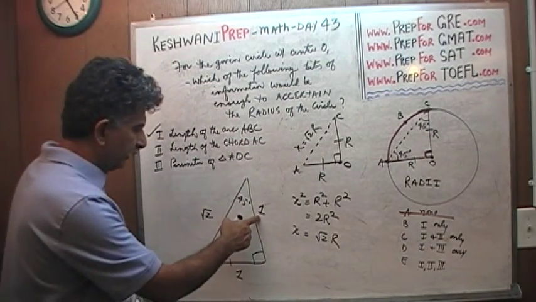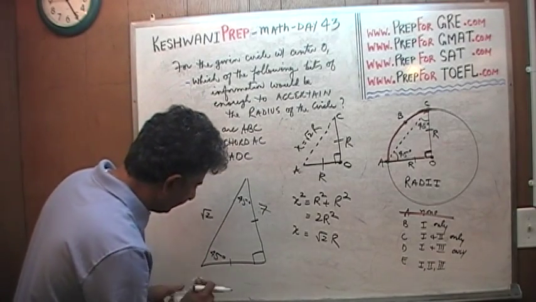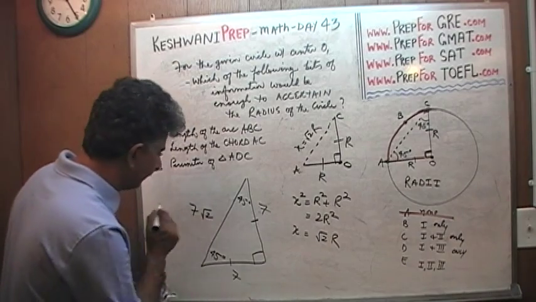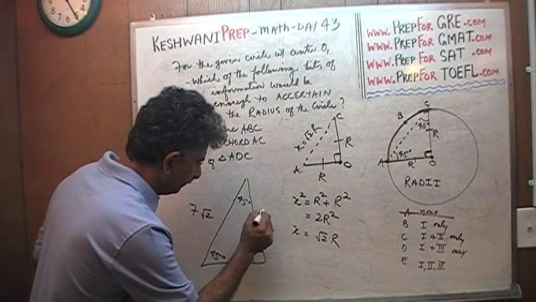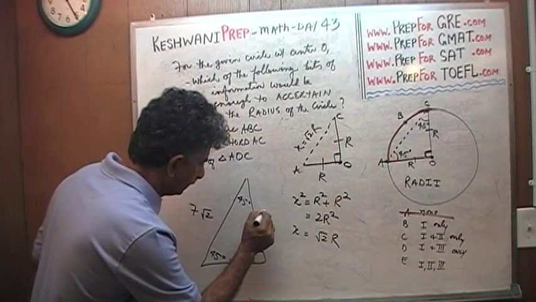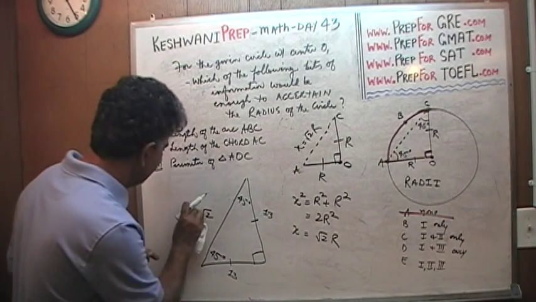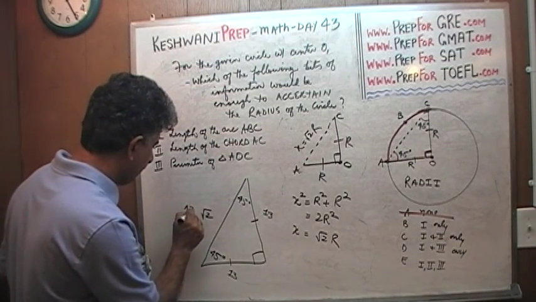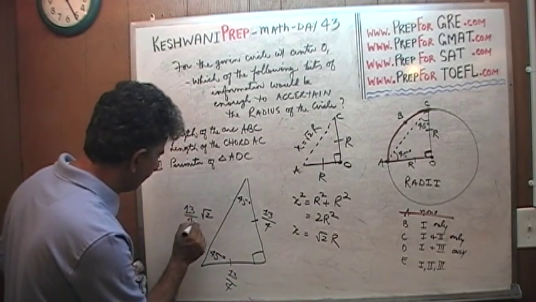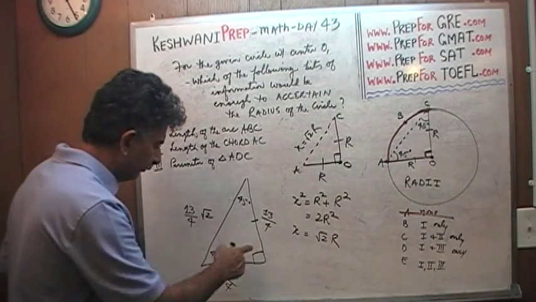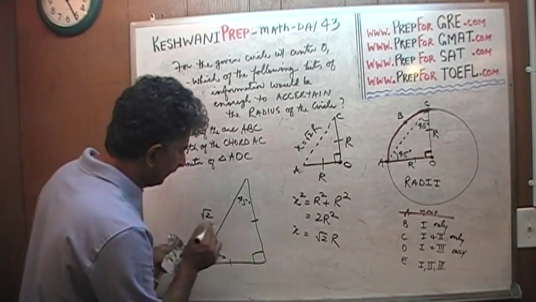So whatever the multiple here is, if this happens to be 7 and this happens to be 7, then this is going to be 7 times root 2. If this happens to be 13 and this happens to be 13, this will be 13 times root 2. And if this happens to be 13 over 4 and 13 over 4, then this will be 13 over 4 times root 2. You get the idea. It's 1 to 1 to root 2.